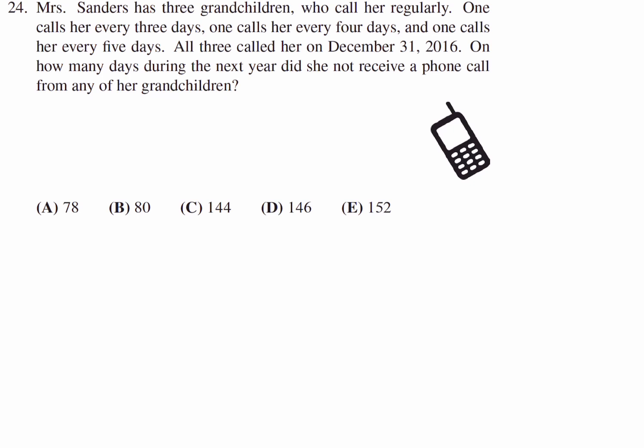What I recommend to you is start off with a small example and then learn this system, and then you can extrapolate it to a big example, which is what we have, involving 365 days. So we have the one who calls her every 3rd day. So 3rd day, 6th day, 9th day, ... So the number of days would be 365 divided by 3, and you take the integer value.